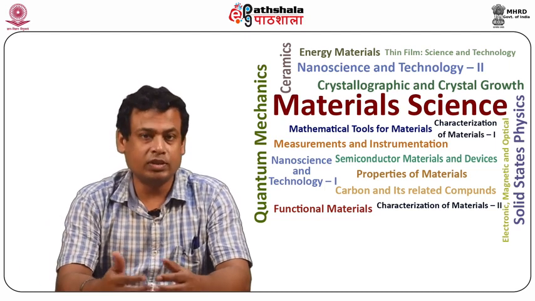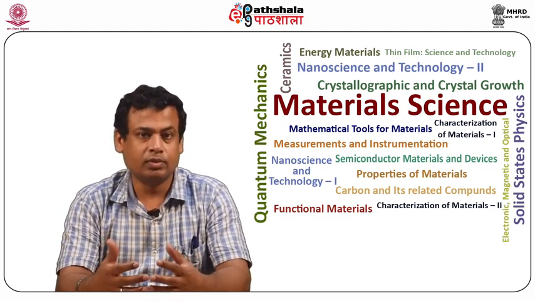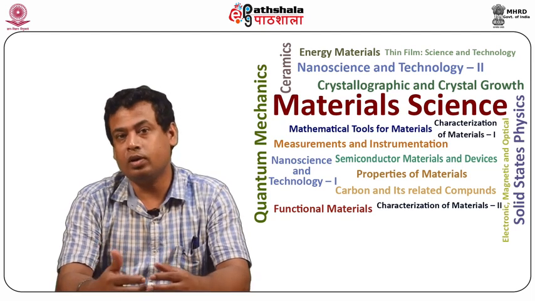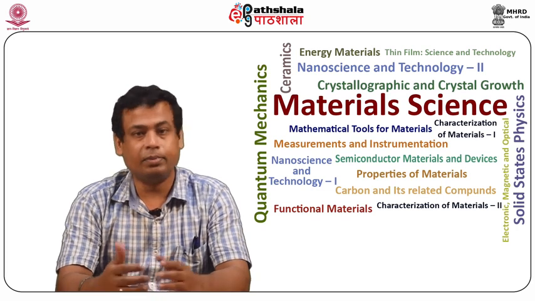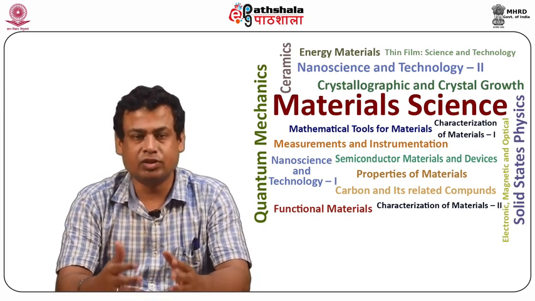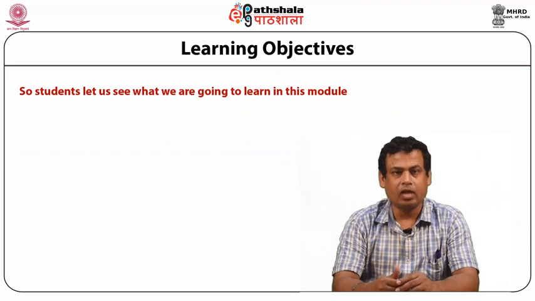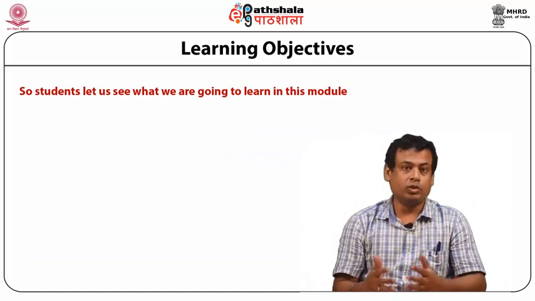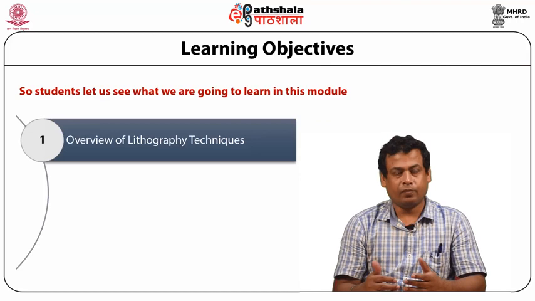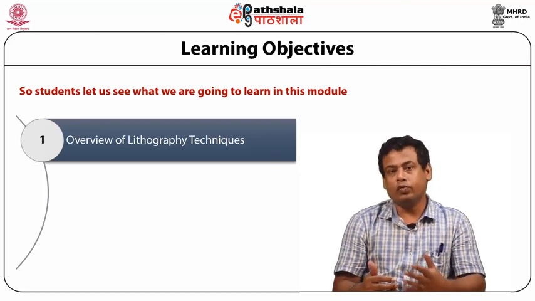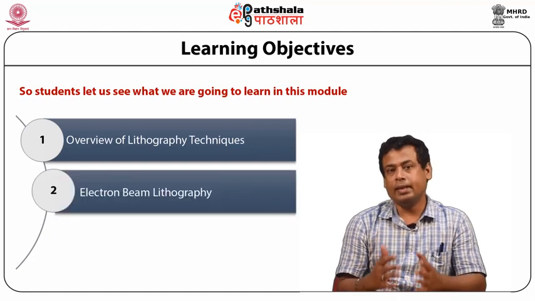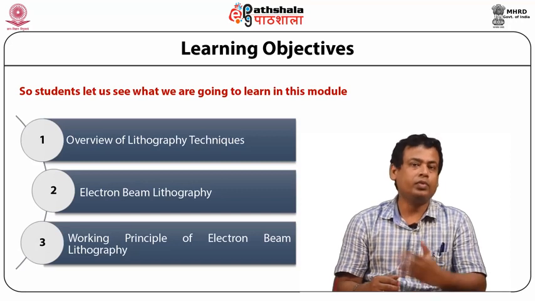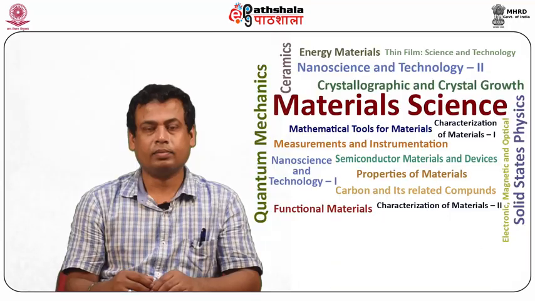Today we are going to discuss the module Surface Morphology, and we will learn about the electron beam lithography part 1 from the paper Characterization of Materials 2. So students, let us see what we are going to learn in this module. First, we will learn about the overview of lithography techniques, and we will focus on the electron beam lithography and the working principle of electron beam lithography.